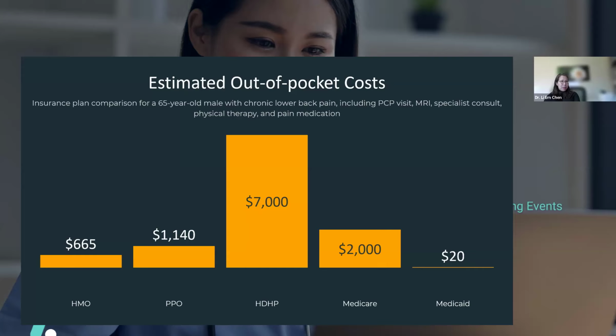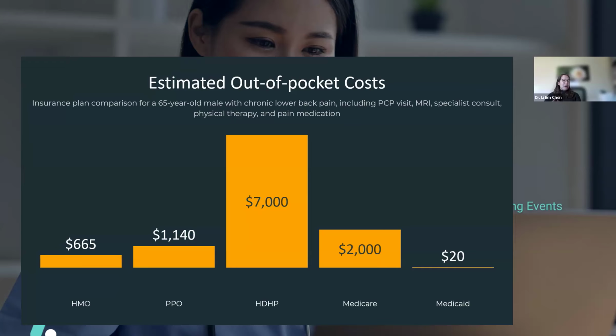So on an HMO plan, he would end up paying about $665. Remember, HMO is a narrower network, and your PCP has to be the gatekeeper to any additional services that you need. PPO plan, you've got more choice, but it's more expensive. A high deductible health plan is high deductible, so you're going to pay all the way till your deductible is hit, which in this case may be $7,000, before the plan starts kicking in. A Medicare patient, a Medicare John, would end up paying about $2,000, so around what a PPO would cost, or maybe slightly more than that. And Medicaid, again, eligibility is determined by financial circumstances, and they would pay very, very little to get this.